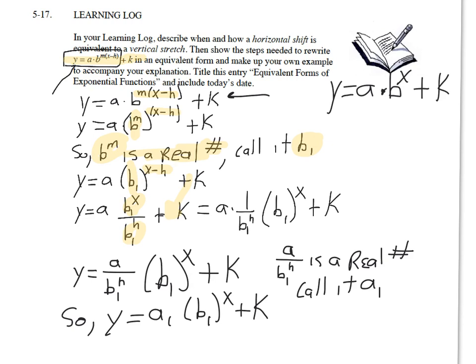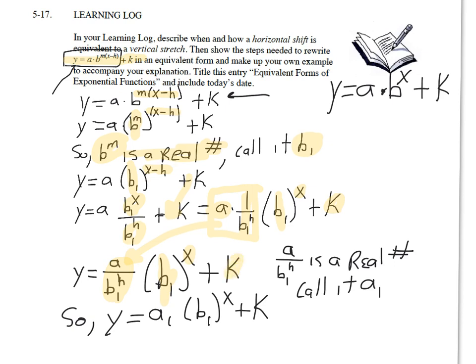That is equal to a times 1 over b sub 1 to the h times b sub 1 raised to the power of x plus that constant k. Simplify this expression, I get a over b sub 1 raised to the h. That's supposed to look more like an h there. Times b sub 1 to the x plus my constant.